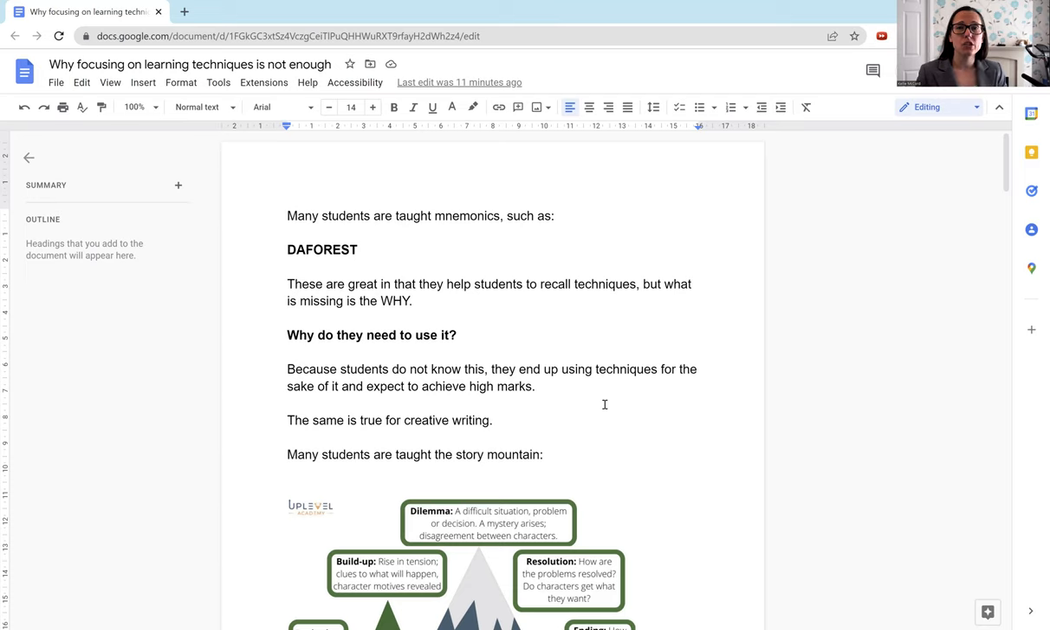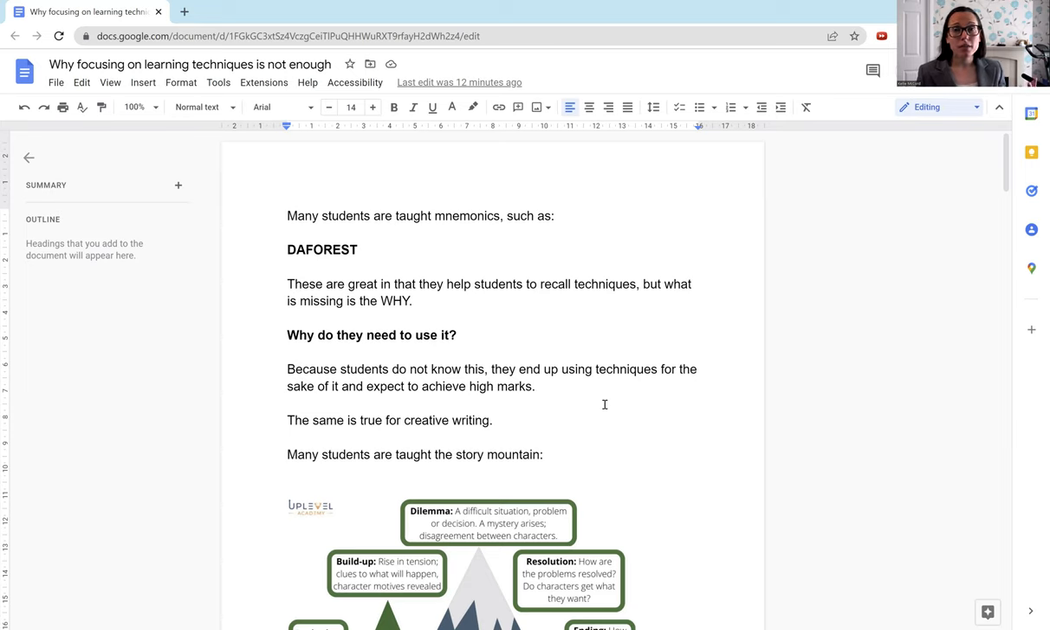So some techniques students are taught are mnemonics, such as DeForest. Now, DeForest is used commonly for language paper two with the writing section, where students are still using creativity to write an article, or a leaflet, or a letter, or a diary entry. So it tends to be the non-fiction side. And DeForest stands for direct address, alliteration, facts, opinion, rhetorical question, emotive language, statistics, testimonials, or triplets, depending on what you've been taught. And you can see that there's some crossover with some of the techniques that you use for description and for story writing.